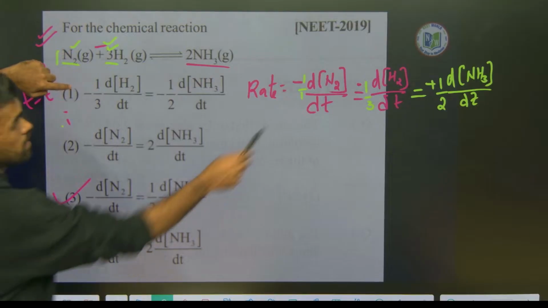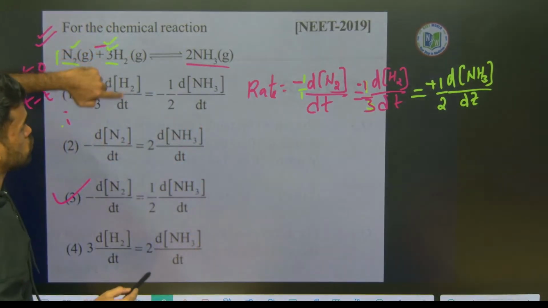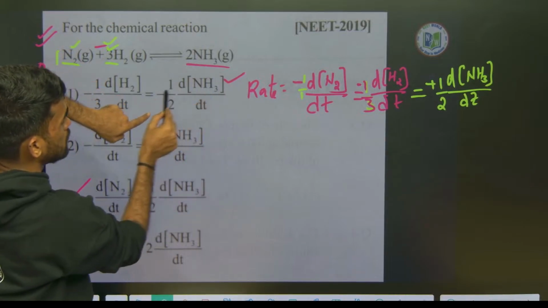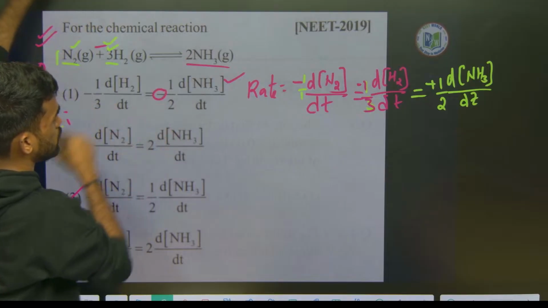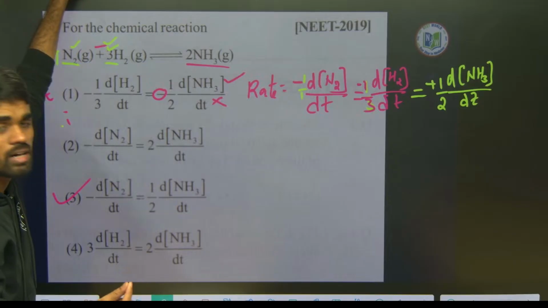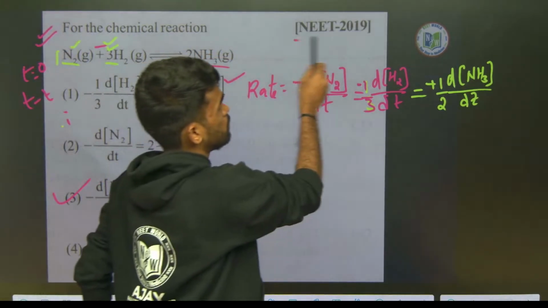See, they are saying 1 by 3 dH2 by dt, that is fine. But here for ammonia it is a product, that should be a positive sign, but here they mentioned a negative sign. It means this is incorrect. Like this, very simple one. Yeah, so again it is a previous year question.